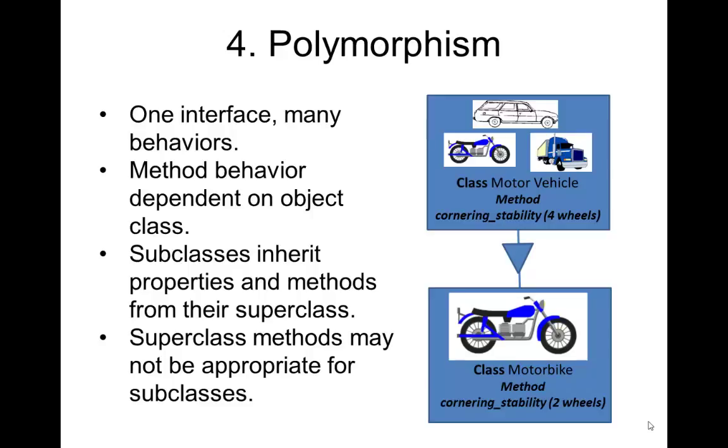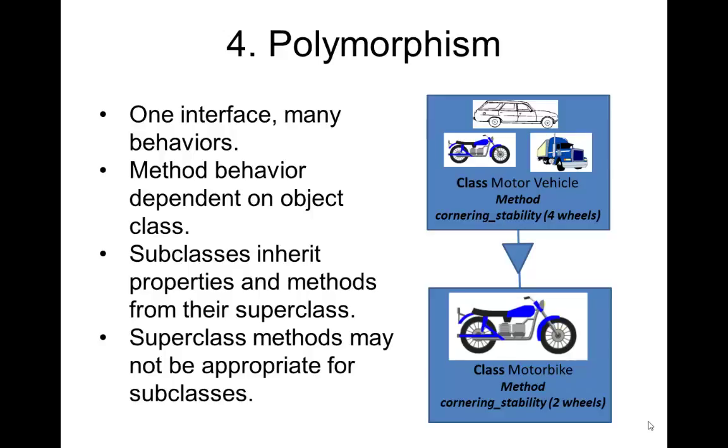So at the motor vehicle level, we can define a method for cornering stability for four-wheeled vehicles, because almost all the classes underneath are four-wheeled vehicles. So therefore we can use the same method for all our four-wheeled vehicles. That's great. However, motorbikes are an exception because they have two wheels, and therefore the four-wheel stability algorithm is no good. But it's a subclass of motor vehicle, so it's inheriting this four-wheeled stability method from the class above.